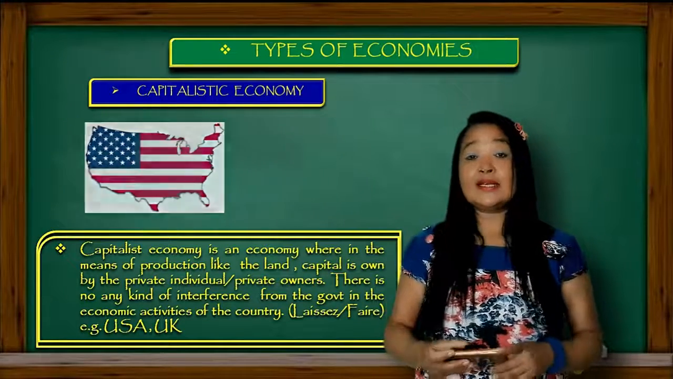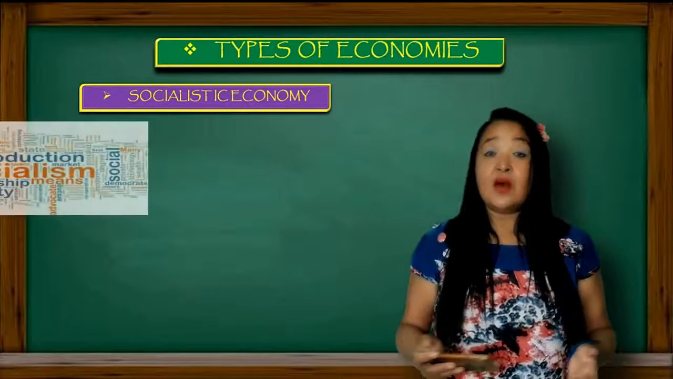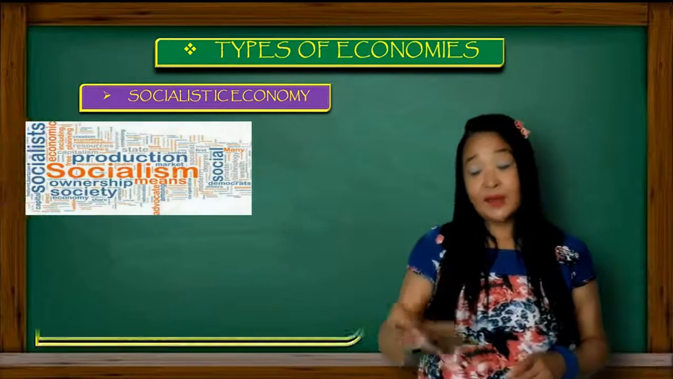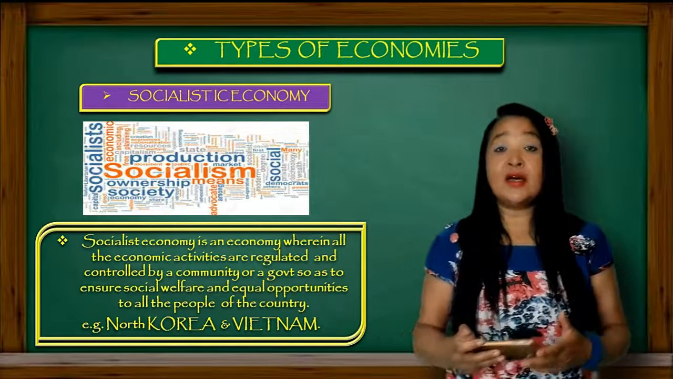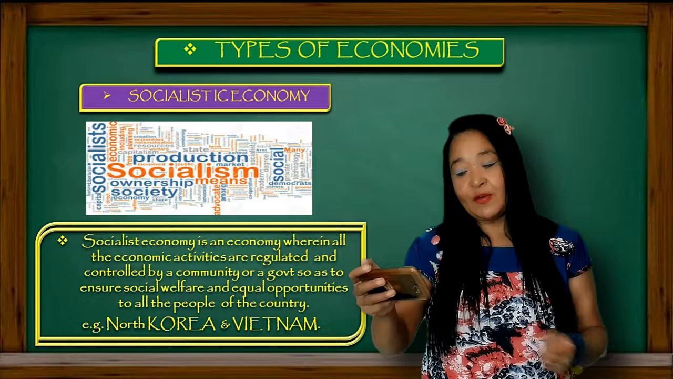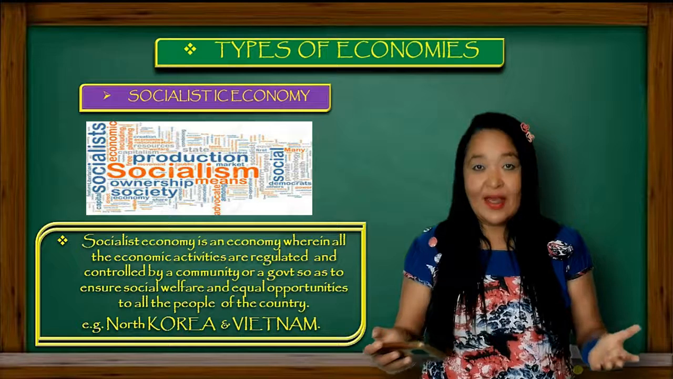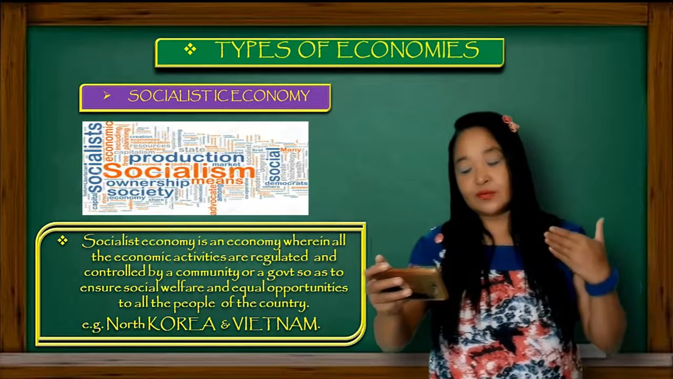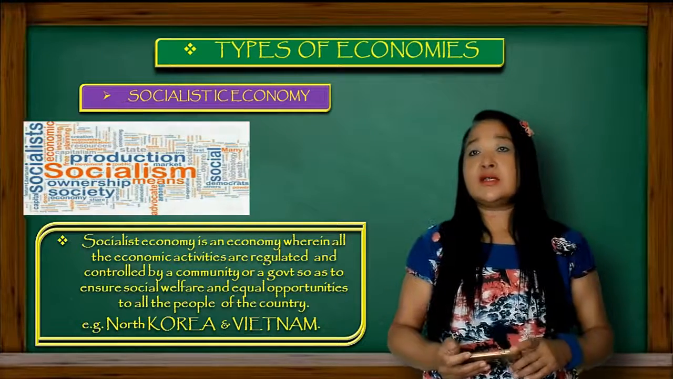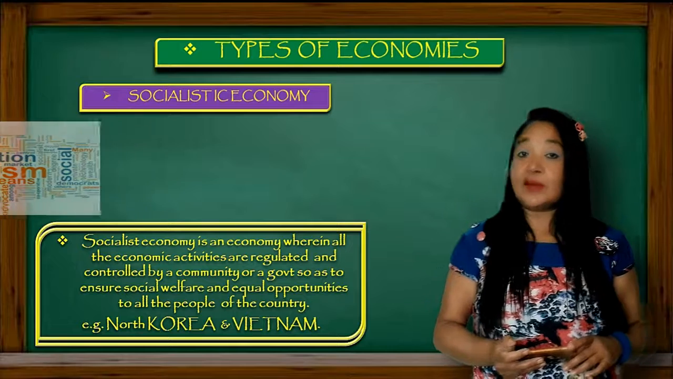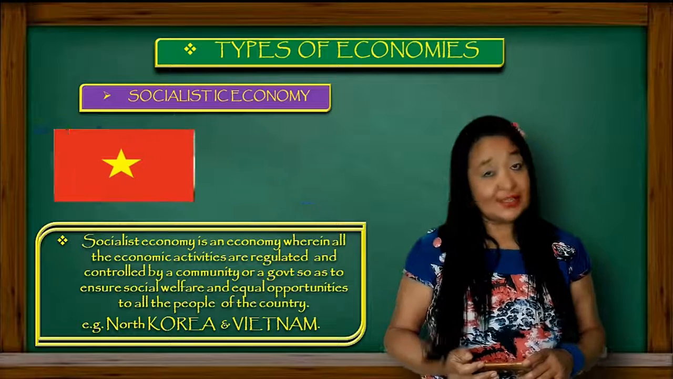Now the second type of economy is the socialist economy. What is a socialist economy? A socialist economy is an economy wherein the economic activities are regulated and controlled by a community or a government, so as to ensure economic welfare and equal opportunities to all the people. Some examples of socialist economies in the world are North Korea and Vietnam. These are some countries where they practice a socialist economy.